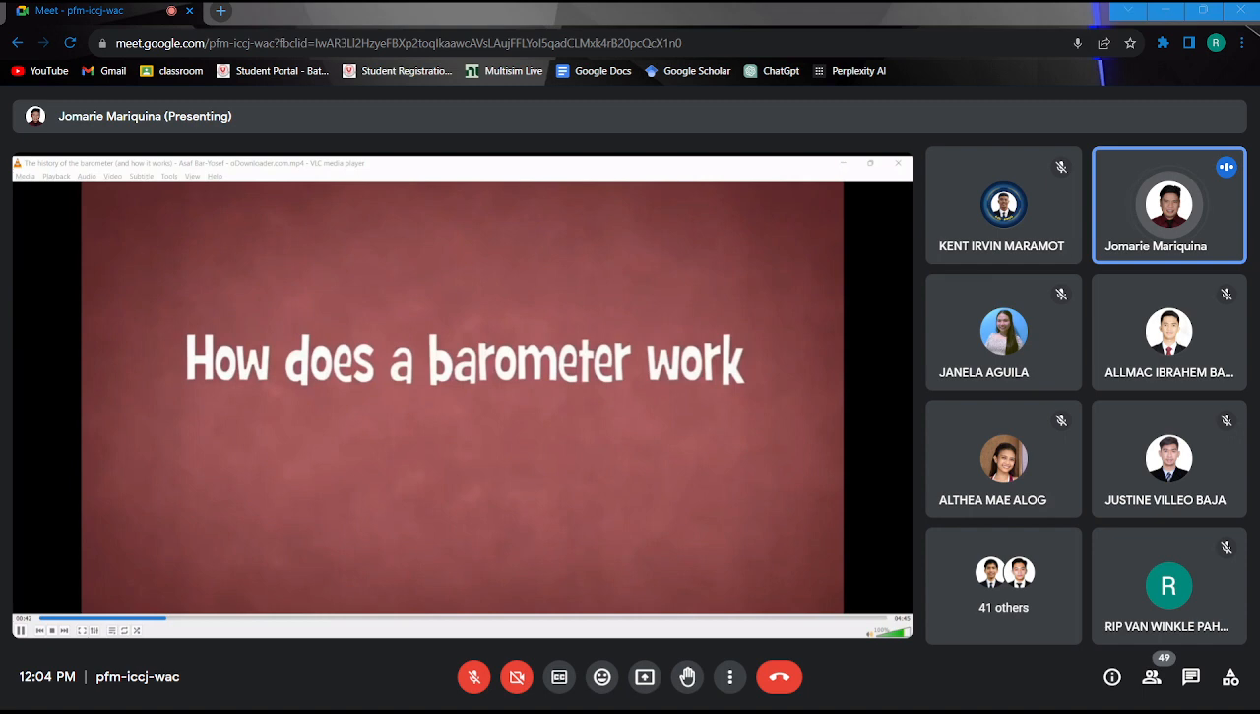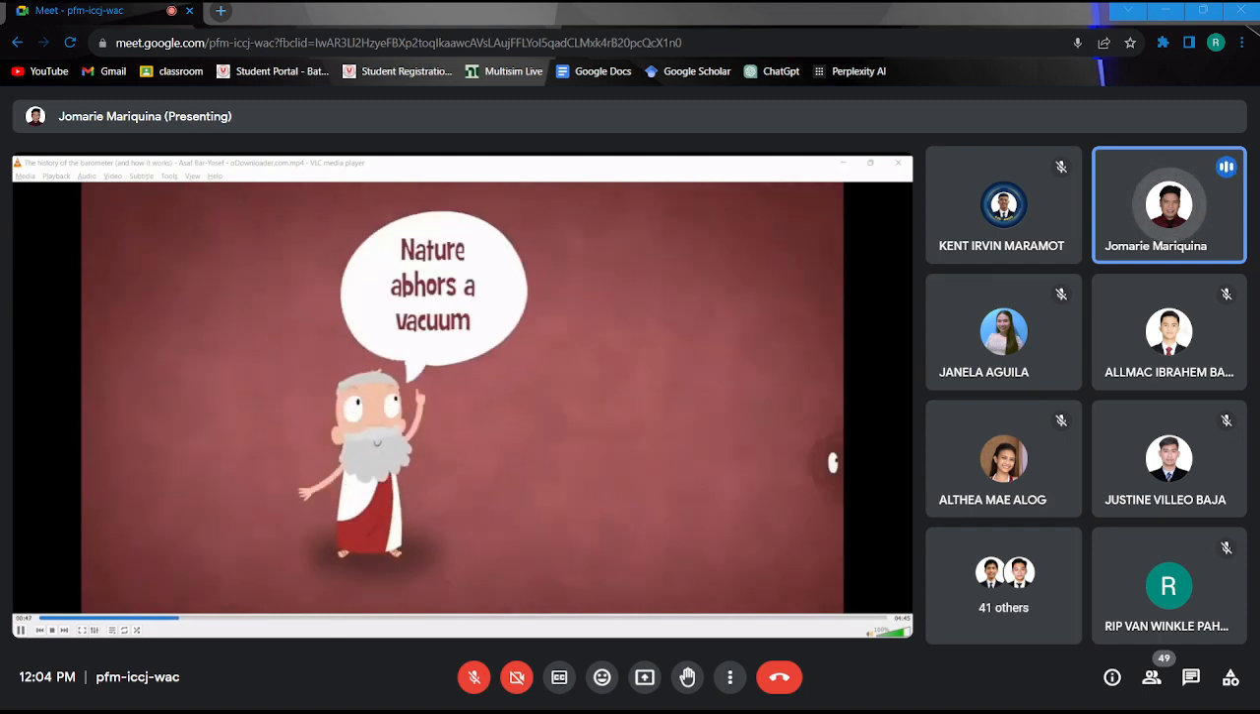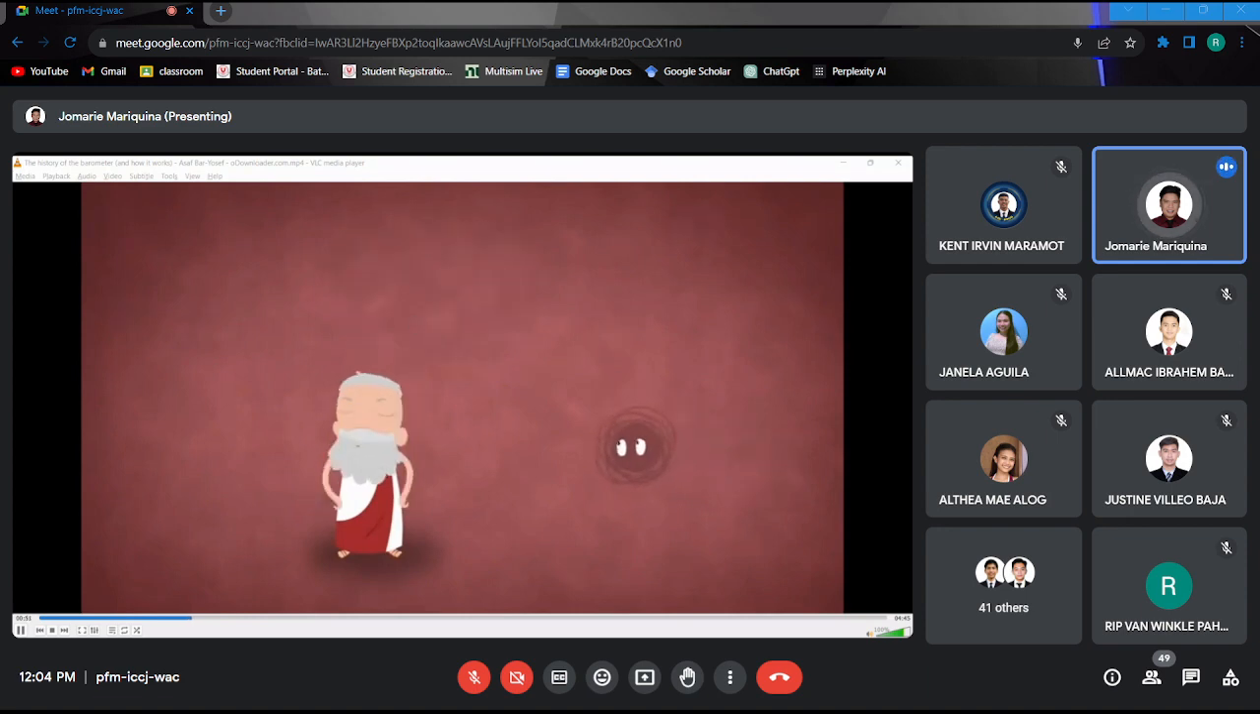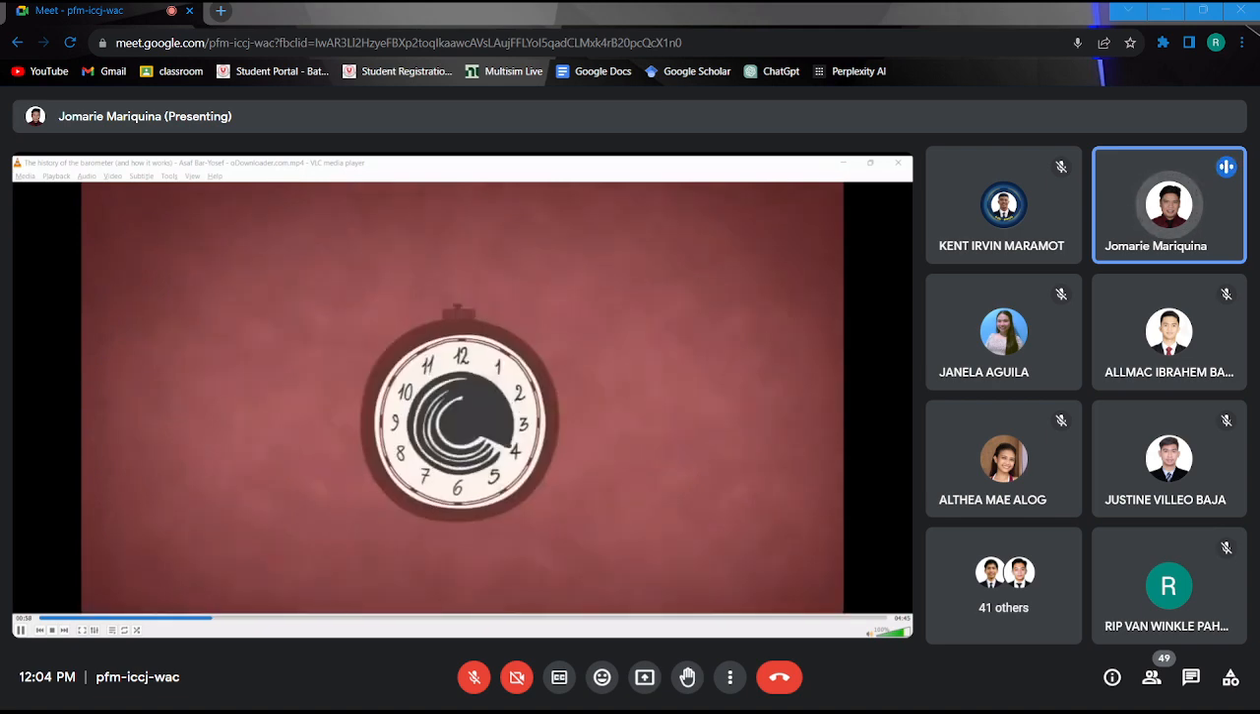How does a barometer work, and how was it invented? Well, it took a while. Because the theory of Aristotle and other ancient philosophers regarding the impossibility of a vacuum seemed to hold true in everyday life, few seriously thought to question it for nearly 2,000 years, until necessity raised the issue.